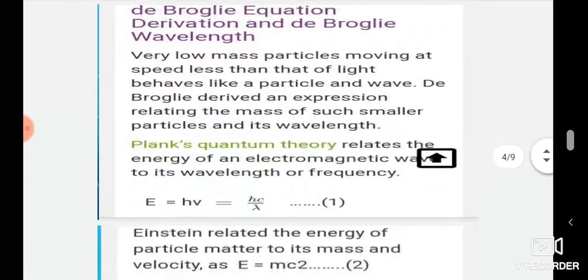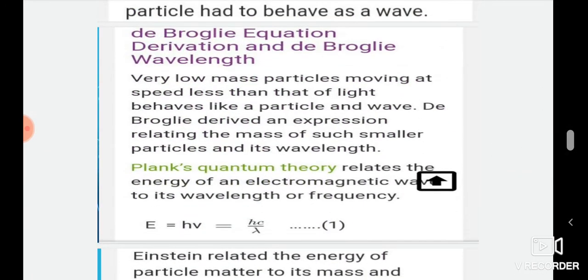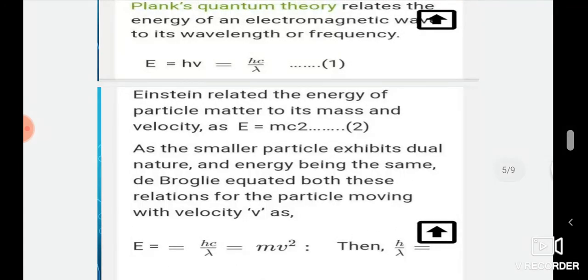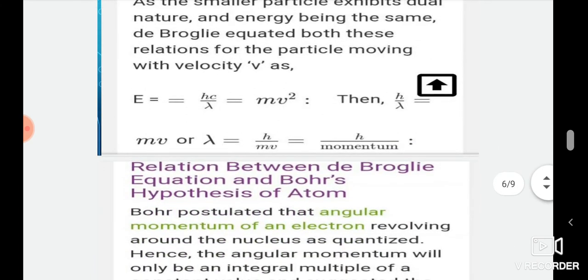So we can see that we get two equations. First equation is E equals h nu, right? That is hc upon lambda. Okay, and the second equation is E equals mc square, given by Einstein, and when we equate both these equations, then we get the value of the lambda, that is h upon mv. Okay, we know that mv is the momentum of the particle, so we can also write lambda equals h upon momentum, or h upon p. Okay, so this is known as the de-Broglie equation, and here the lambda is known as the de-Broglie wavelength.